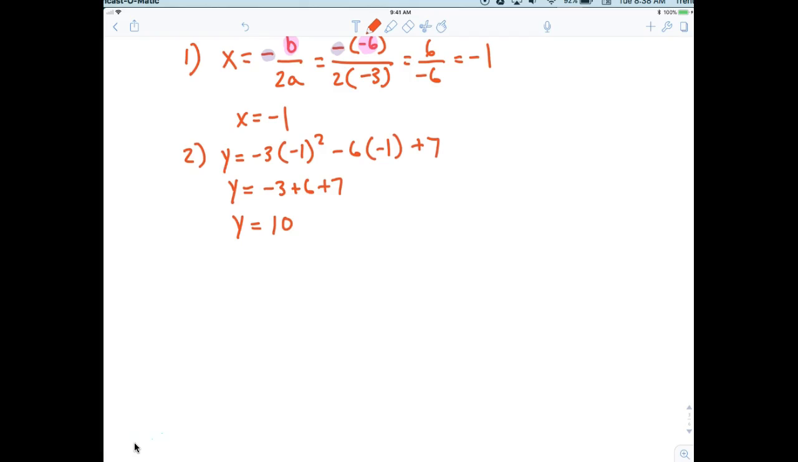All right, so here we go. Vertex. So my vertex is what? Negative 1, comma 10. Any issues? I thought it was 0. That's for number 3. So question number 3 is, what is the y-intercept? 0, comma 7. That is not that difficult.